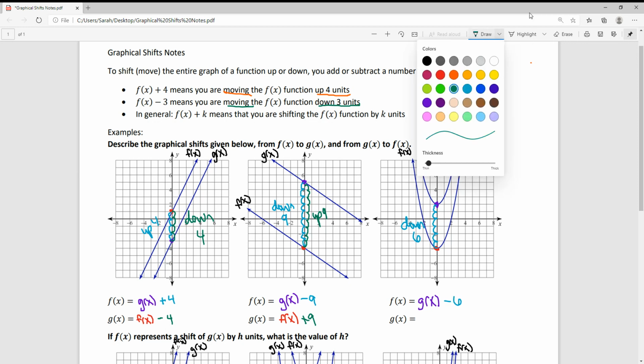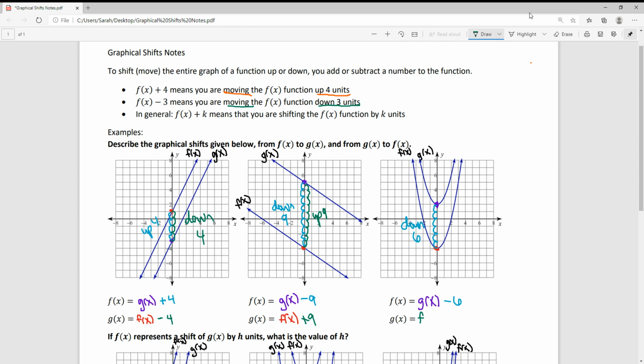If I went the other way around, from f of x to g of x, I'm going to start at the red dot. How do I get to the purple dot? So I start at f of x, and then I'm going up 1, 2, 3, 4, 5, 6. So g of x equals f of x plus 6.